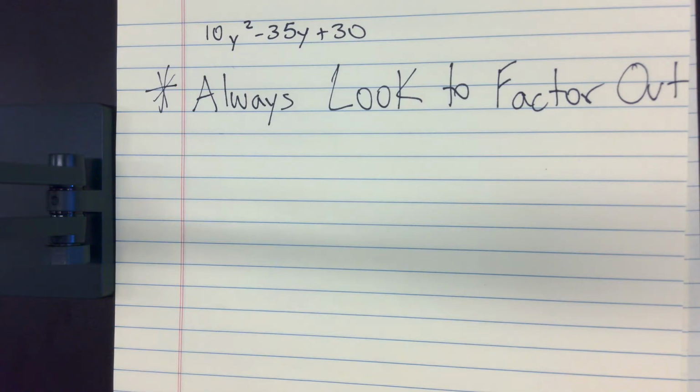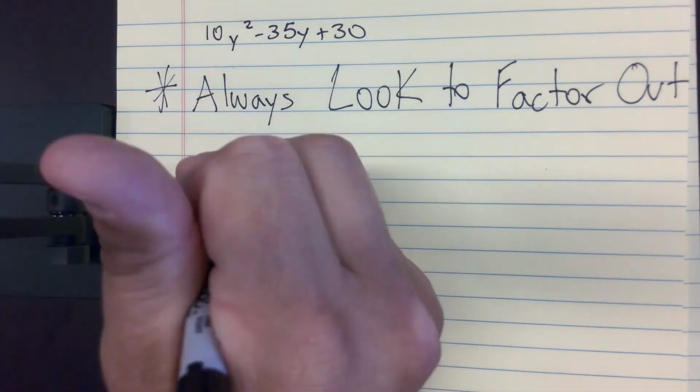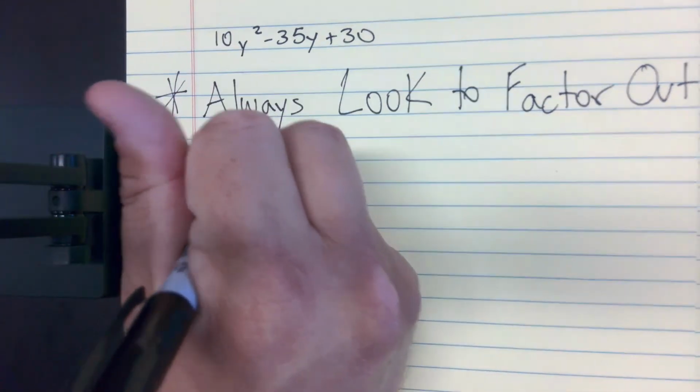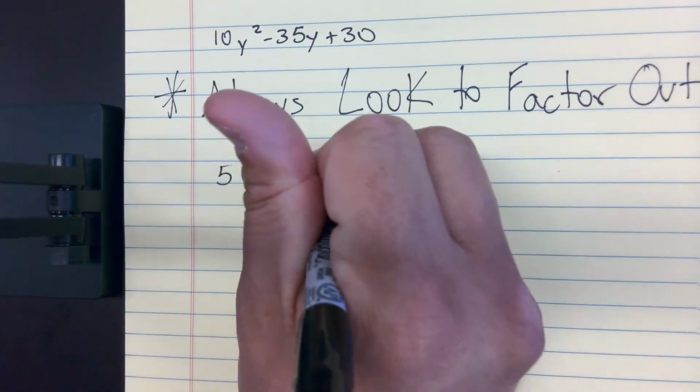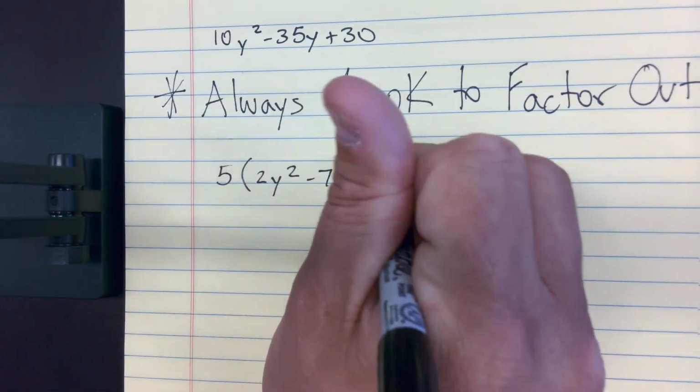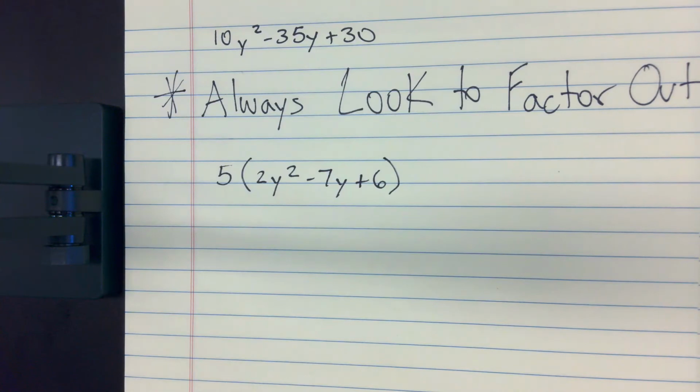Look at that problem. I can pull a 5 out. Now watch what happens when I pull a 5 out. I get a 5, which leaves me 2y squared minus 7y plus 6. So we can factor a 5 out, which leaves us 2y squared minus 7y plus 6.